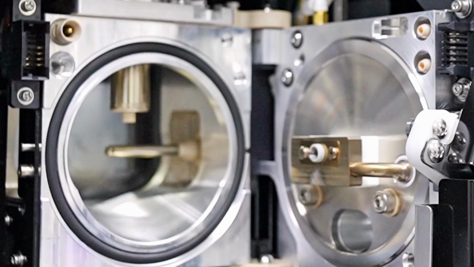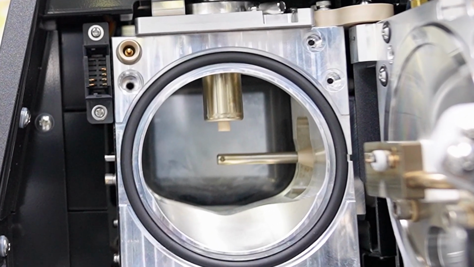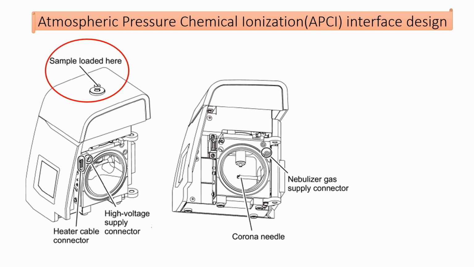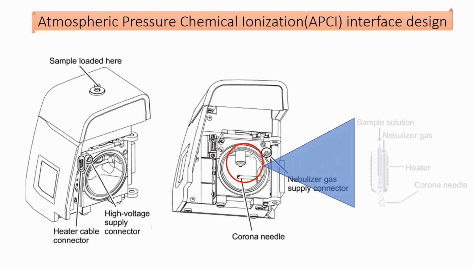Let's take a look at the design of the APCI interface. Sample solution from the HPLC will enter the APCI interface from this position. After that, the sample solution will travel downwards and reach the APCI probe and corona needle. This is where ionization of APCI will occur. Here is a cross-sectional picture of the APCI probe. Sample solution is vaporized by spraying it into a heater before reaching the corona needle.